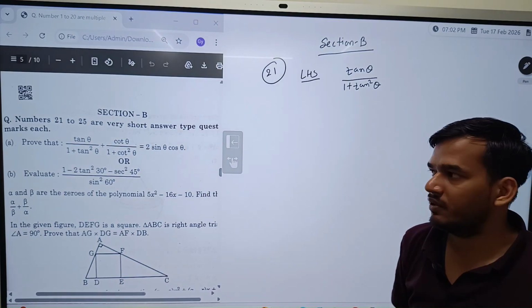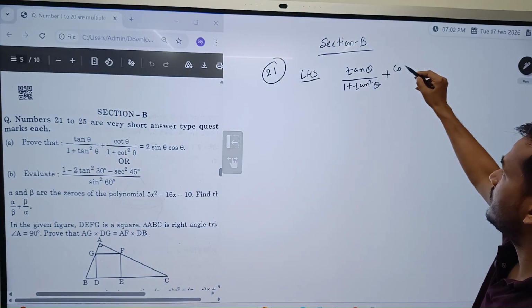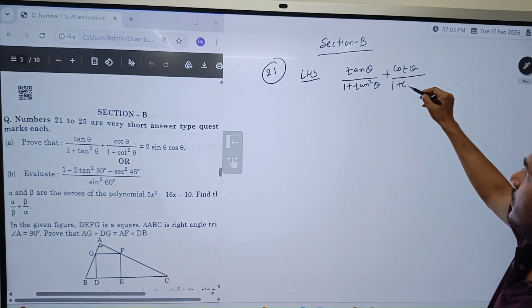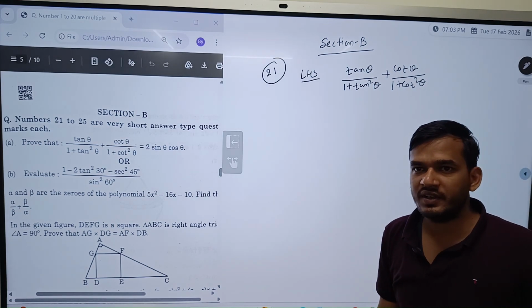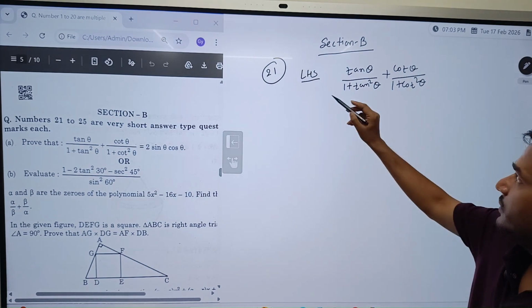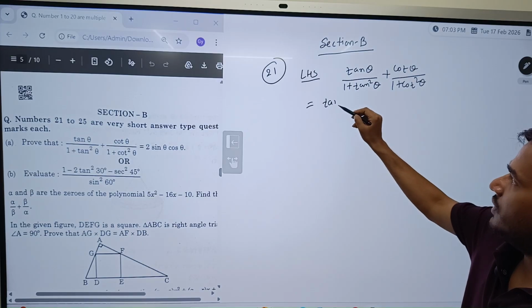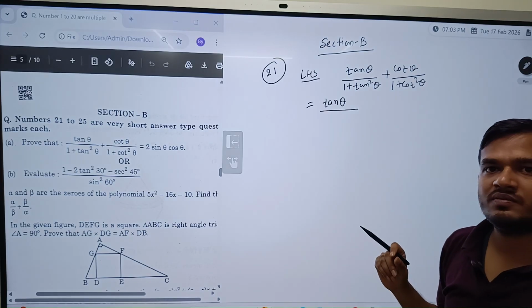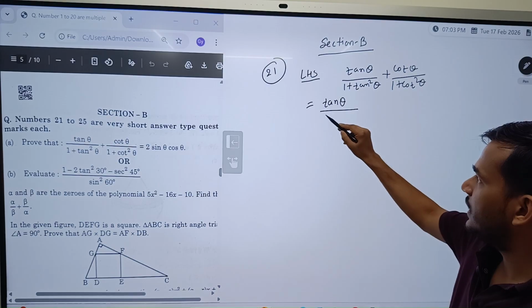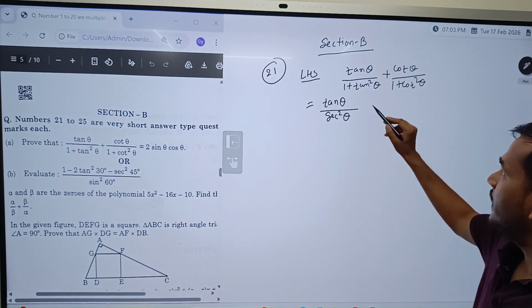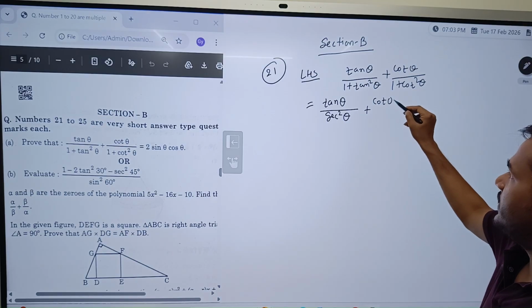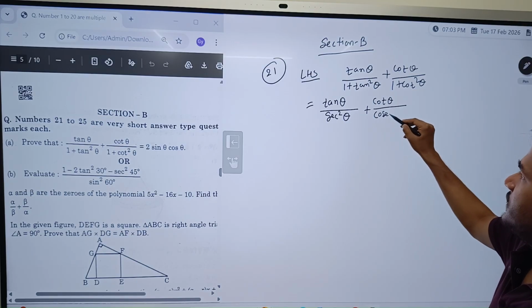plus cot theta upon 1 plus cot square theta. So now you can see we can apply the identity for 1 plus tan square theta and 1 plus cot square theta in the denominator. So just substitute 1 plus tan square theta is equal to sec square theta, and 1 plus cot square theta is equal to cosec square theta.